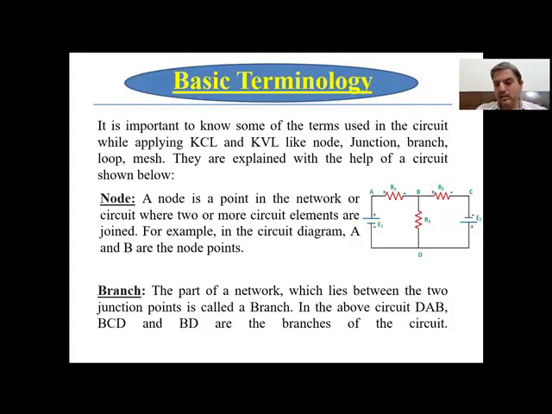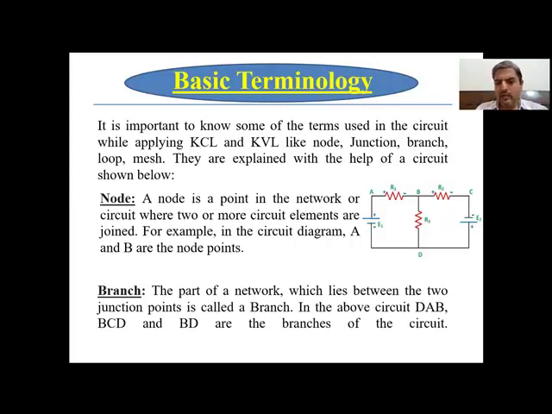In the slide you can see a circuit diagram where two batteries and three resistive elements, R1, R2, R3, are there. A node is a point in a network where two or more circuit elements are joined. For example, in the diagram you can see A, B, C. These three are the circuit nodes where two or more branches are connected.